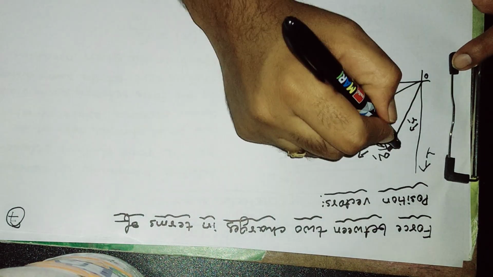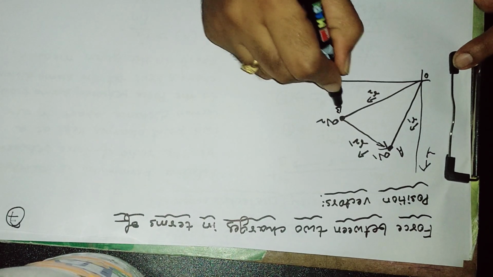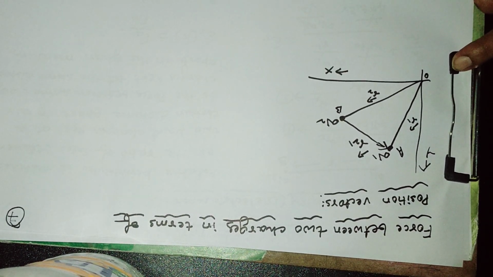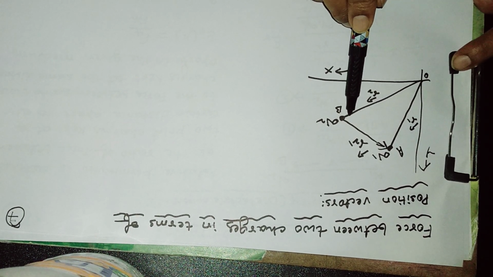Now we will write down the force acting between the two charges. I will call these points A and B. This as A and this as B. The origin is O. Now we are interested in writing down the force acting on q1 due to q2.